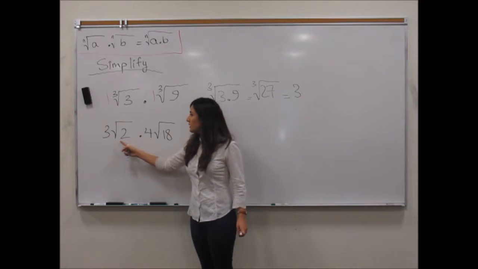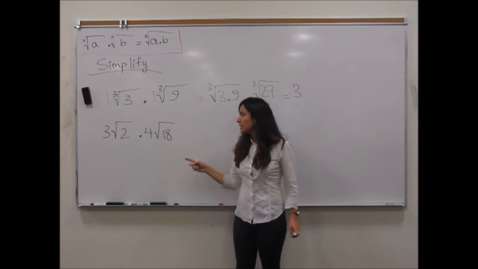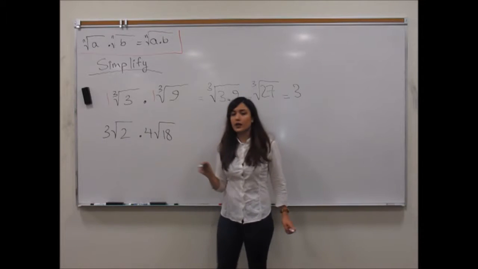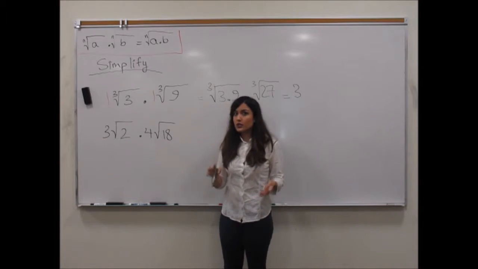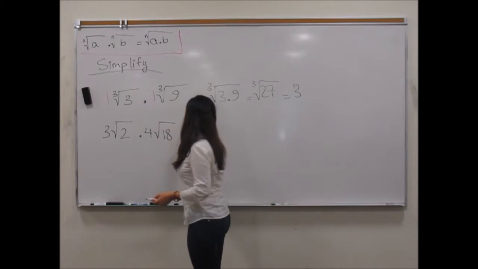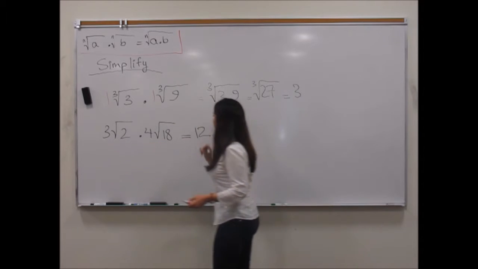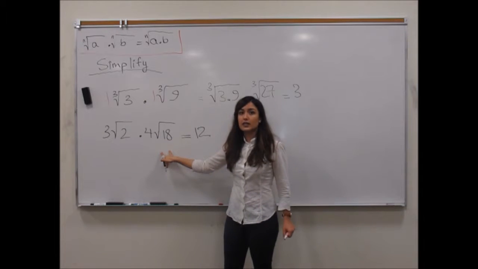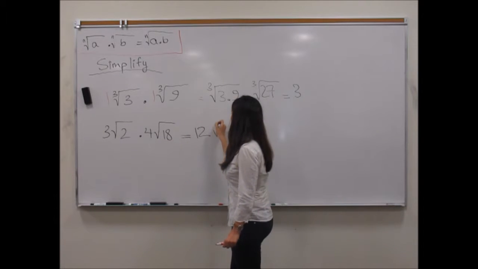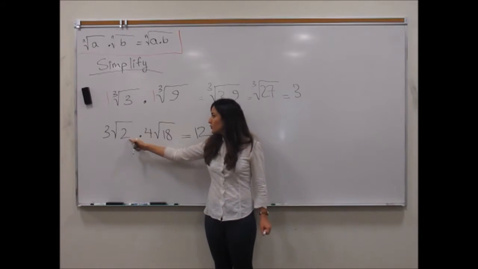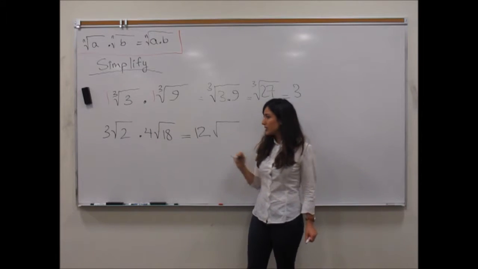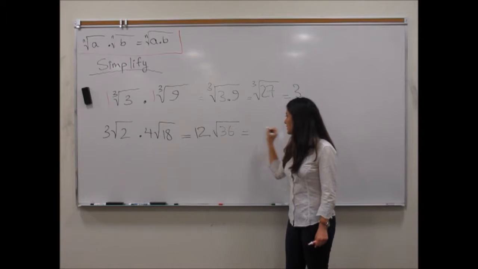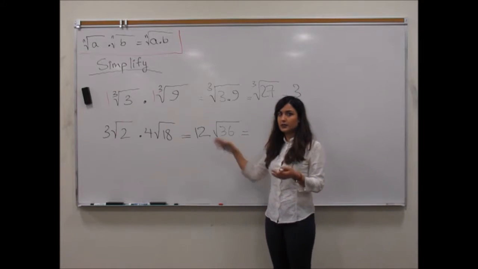So this is it for the first one, and then we want to simplify the second one. So 3 rad 2 times 4 rad 18. Here the coefficients are not 1, the coefficients are 3 and 4, so I have to first multiply the coefficients. 3 times 4 is 12, and then I'm going to rewrite these two radicals as one radical, so this is square root of 2 times 18, which is 36, so I'm going to write 36 here, and 36 is a perfect square.